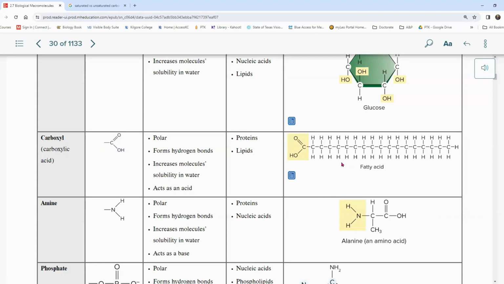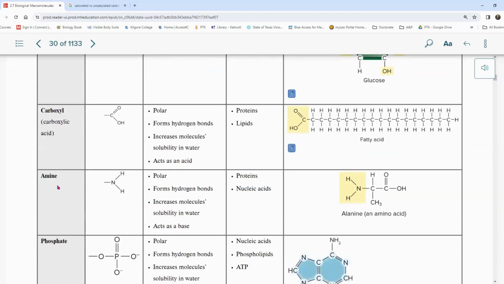So if we look at this fatty acid here, as I said, oils and fats have a lot of carbons. If you count 1, 2, 3, 4, 5, 6, 7, 8, 9, 10, 11, 12, 13, 14, 15, 16, 17, that is a long chain of carbons. So this is not likely to dissolve in water. The more carbons it has, the less likely it is to dissolve. So here's an actual representation of that.